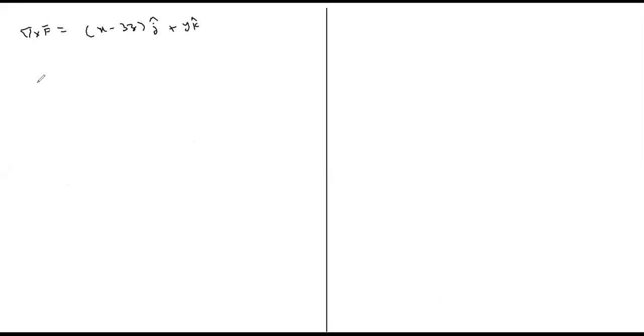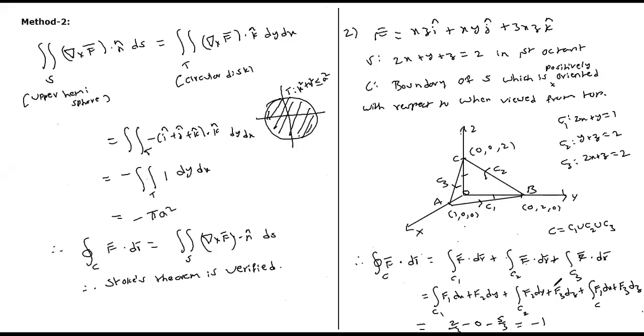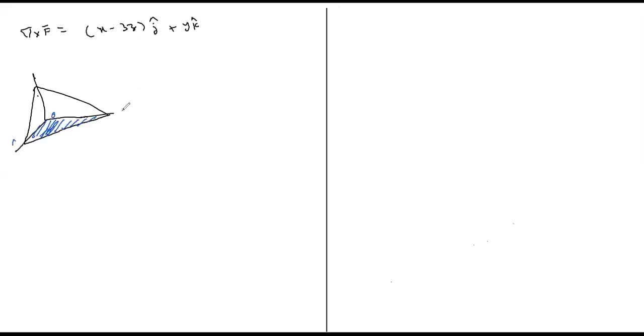And you need to take the projection of this triangular plane on xy plane. When you are taking the projection of this triangle on xy plane, you are going to get a triangular region. This is the projection OAB, with intercepts at 1 and 2.